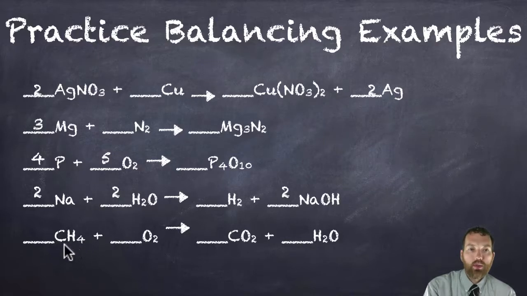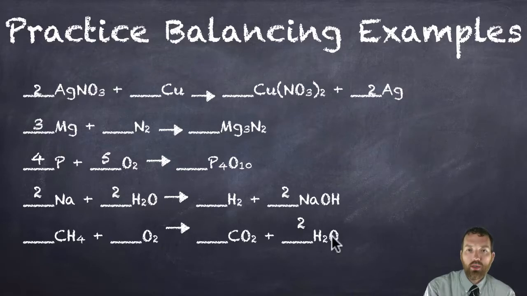Okay, the last one is 1 carbon on the left, 1 on the right, 4 hydrogens on the left, 2 on the right. 2 hydrogens on the left, and then 2 plus 1, that's 3 oxygens on the right. 2 oxygens on the left, 3 on the right. So let's do the hydrogens first. I'll put a 2 here to balance that. 2 times 2 is 4 hydrogens on the right, 4 hydrogens on the left.